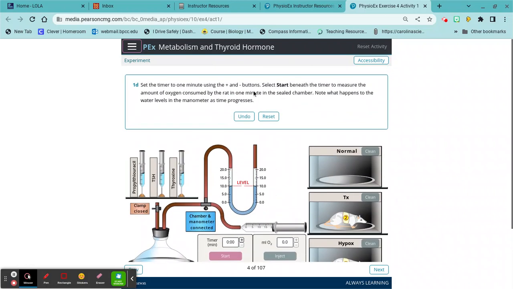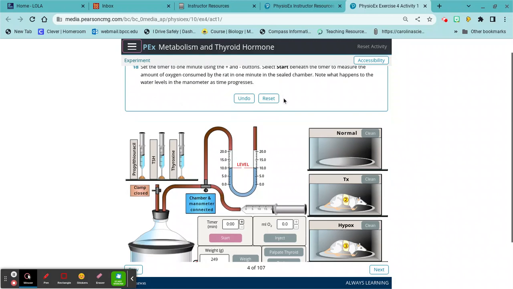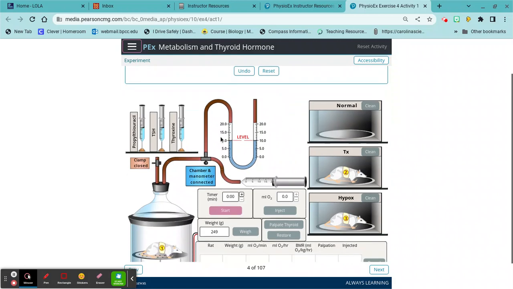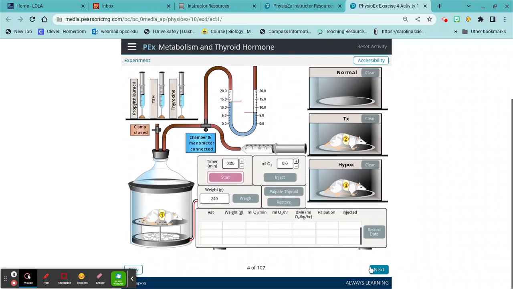Then it says set the timer for 1 minute, then push start to measure. We're measuring the amount of oxygen consumed by the rat in 1 minute in the sealed chamber. Okay, and we're going to watch what happens to the water levels in that chamber. So I'm going up to 1 minute and pushing start. And so again, we're watching the levels change where it was at 10 on both sides. And it is now displacing water because of the oxygen breathing. Okay, so again, we watch those water levels change.